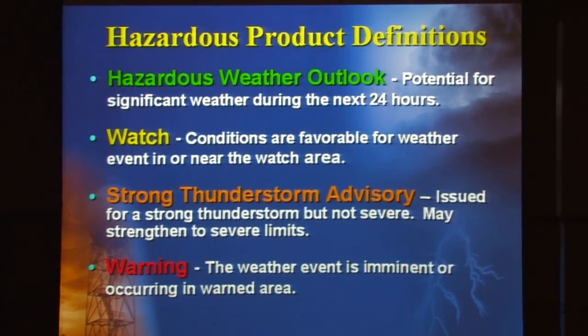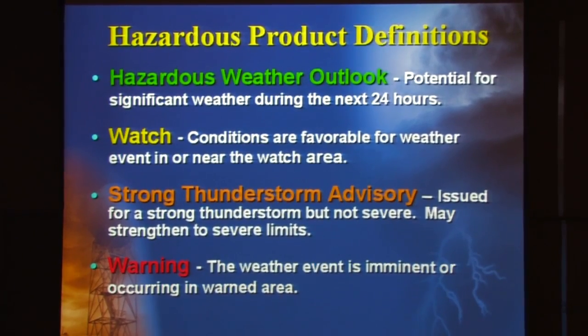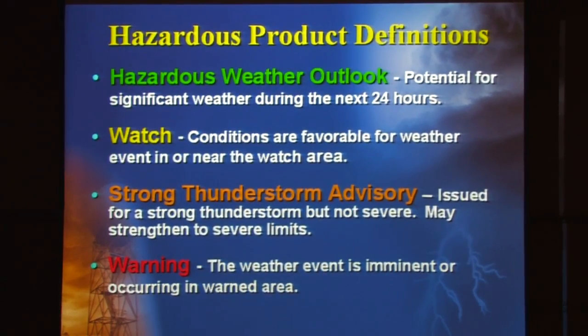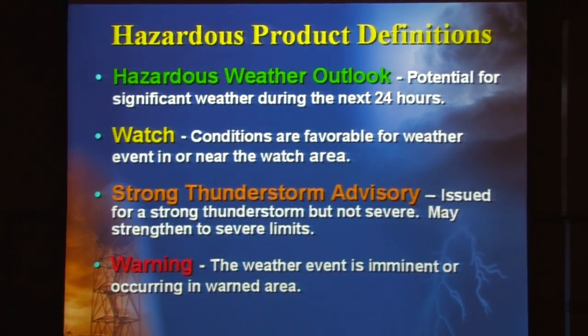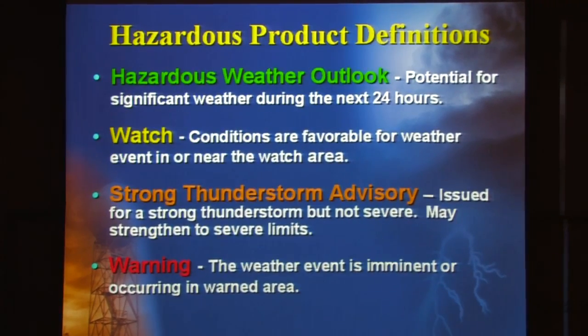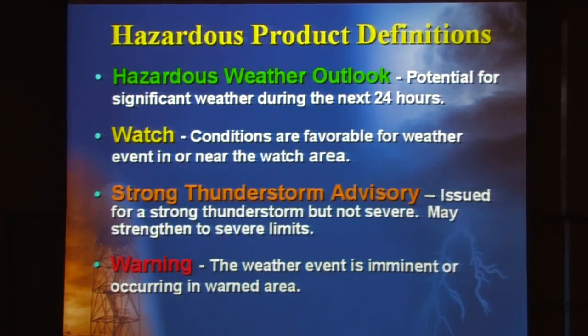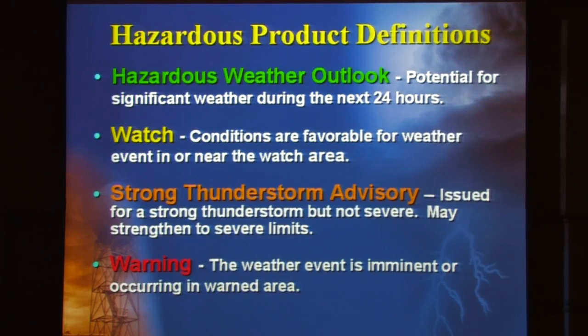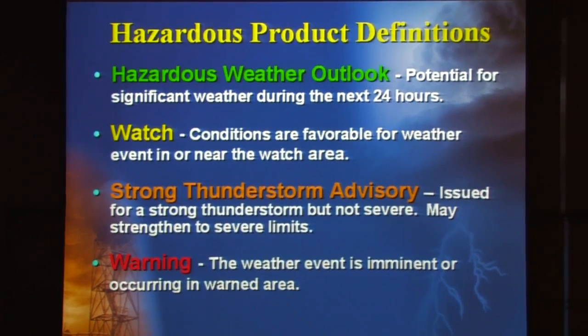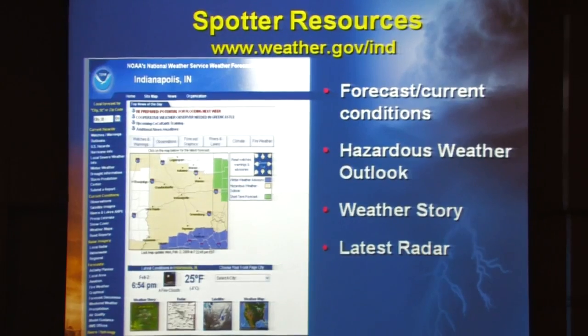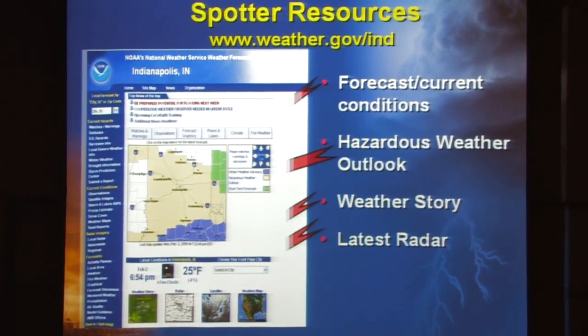get an idea of what's taking place, from well in advance the hazardous weather outlook that we put out every morning, to when it looks like storms are going to fire up into severe weather, the watch box being issued. When we have storms that look like they're pretty strong but aren't severe, we'll put out a strong thunderstorm advisory, and if we're expecting them to become severe, we put out warnings. So off of our website, that information is all available.